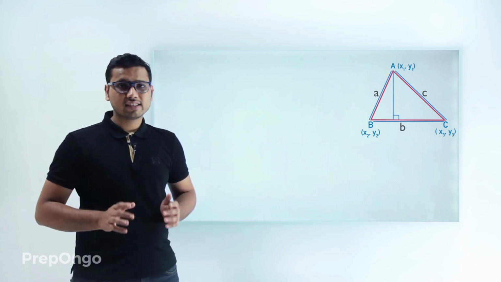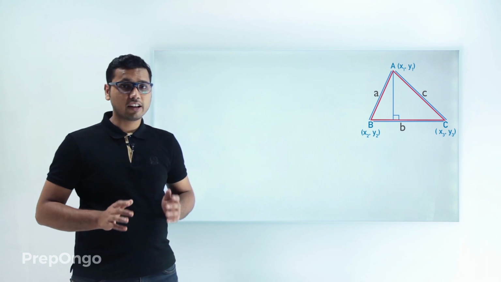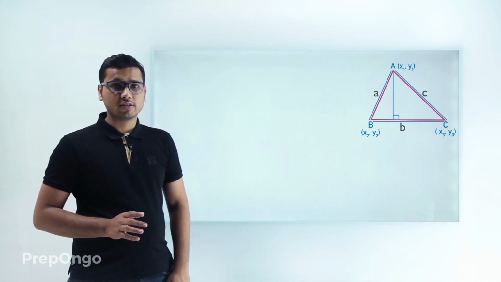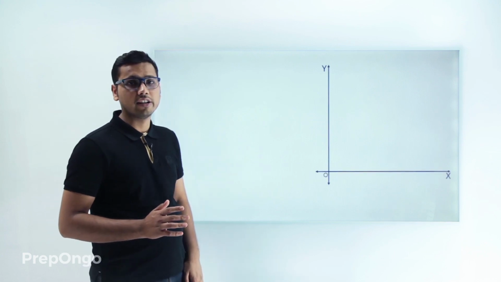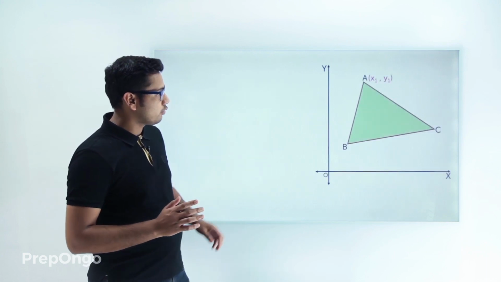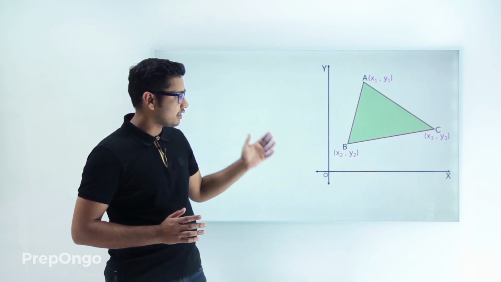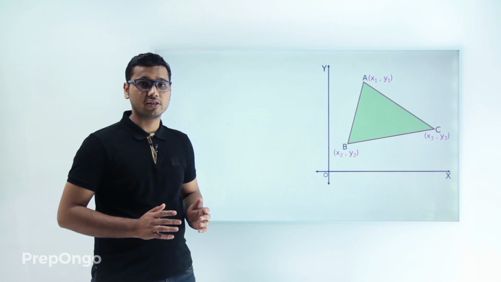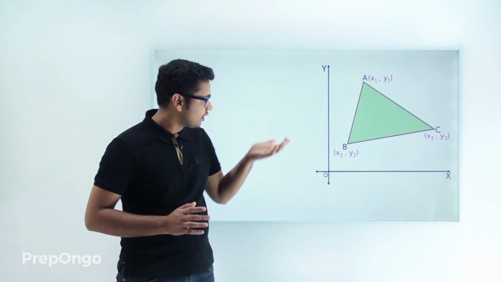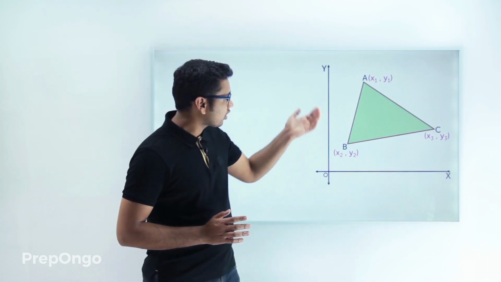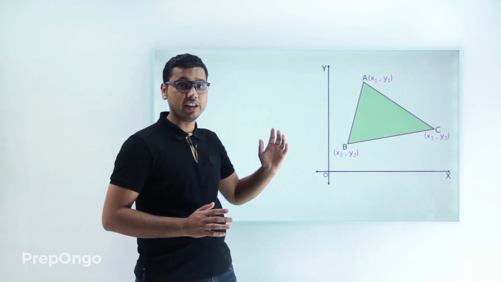So let us understand that process and how we calculate the area of a triangle by using only the coordinates of the triangle. Now let's take out the coordinate axis and draw the triangle on it. Here you can see the triangle ABC and its coordinates are x1, y1, x2, y2 and x3, y3. Now we have to find the area of this triangle in a form which only involves the coordinates of point A, point B and point C.